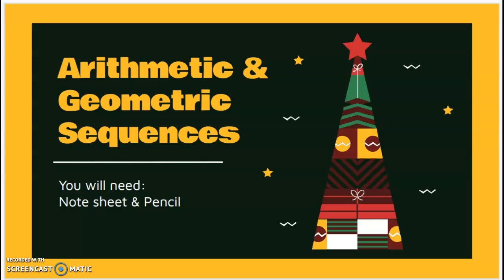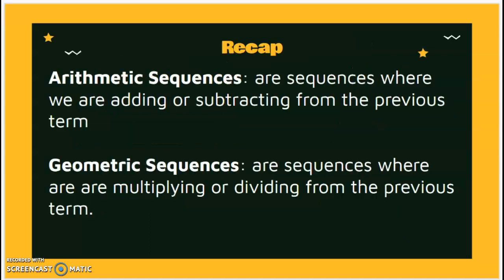Today we're going to be digging deeper into arithmetic and geometric sequences. All you need is your note sheet and your pencil today. As a recap, arithmetic sequences are sequences where we are adding or subtracting from the previous term, and geometric sequences are where we are multiplying or dividing from the previous term. Just like yesterday with the dominoes, we are multiplying by 1.5 in height to make it larger. That would be a geometric sequence.